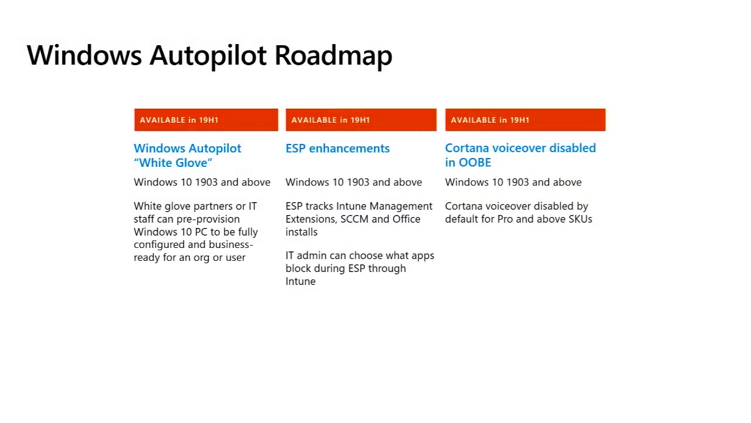The second piece is enhancements to the enrollment status page. If you've deployed Win32 applications using the Intune management extension, you'll find that today they're not tracked on the enrollment status page. We've made changes to make sure that they are now tracked. So now, if you have a Win32 application that you're deploying, you can be assured that that application will be installed successfully before the user ever lands on the desktop if you choose to do that.